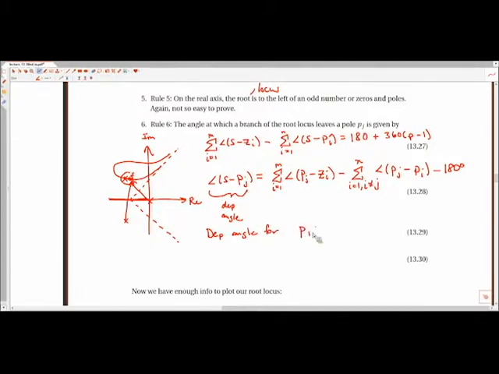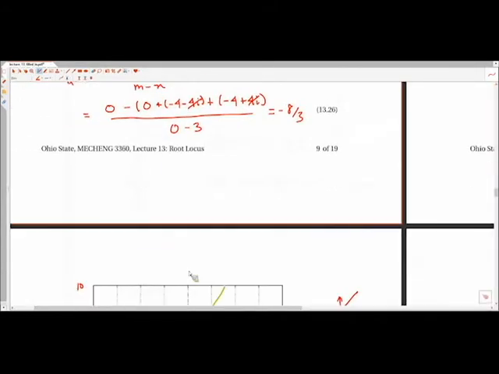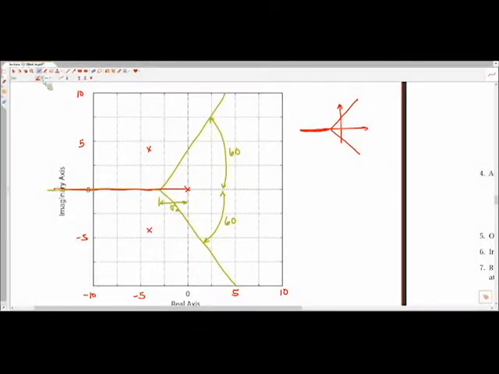And so we're going to say that I care about the departure angle for P1, which is equal to negative 4 plus 4i. All right. So that is negative 4 plus 4i, is this pole right here. So I'll use green for construction lines here. So we care about P1. Right here.